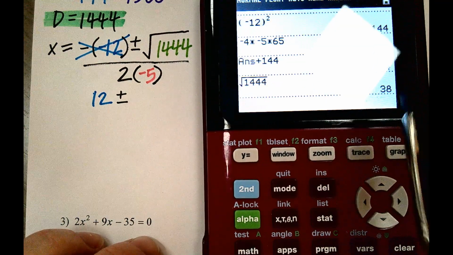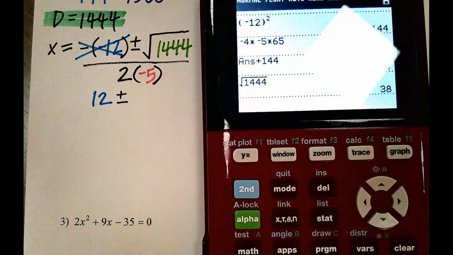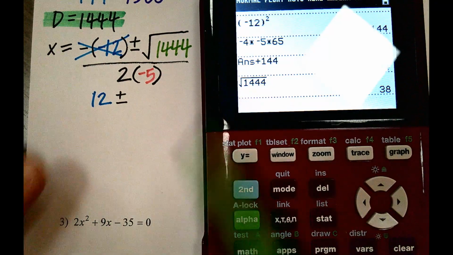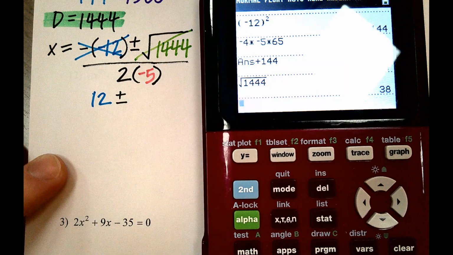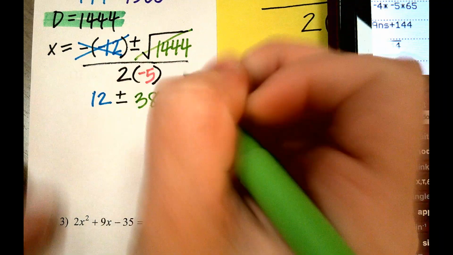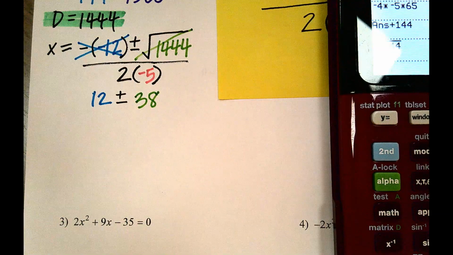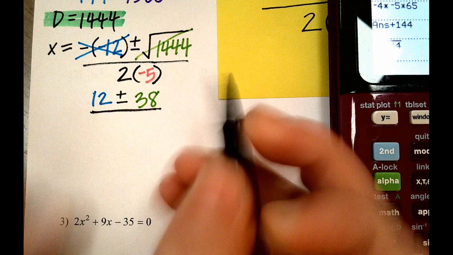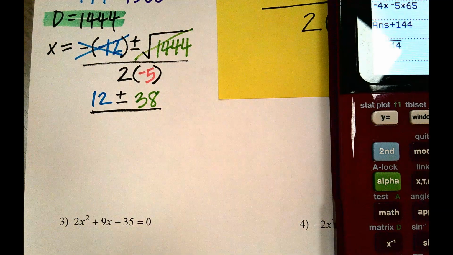1444, enter. 38. Now, since I just found the square root of 1444, do I bring down the square root symbol? No, just the 38. What we just did on our calculator got rid of the square root symbol. We don't need it anymore. So I'm just going to write the answer, 38. Okay. 2 times negative 5 is negative 10.